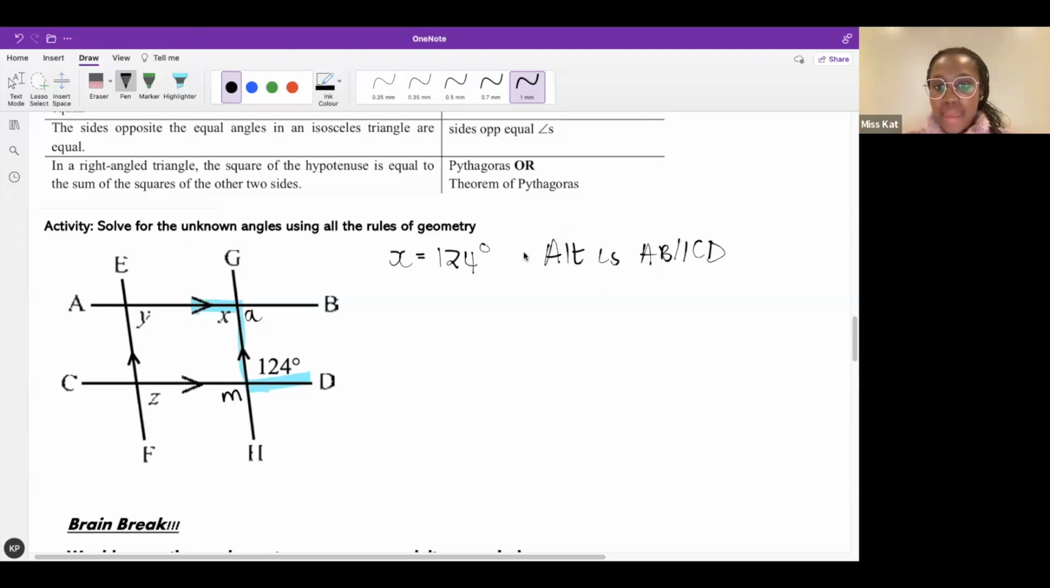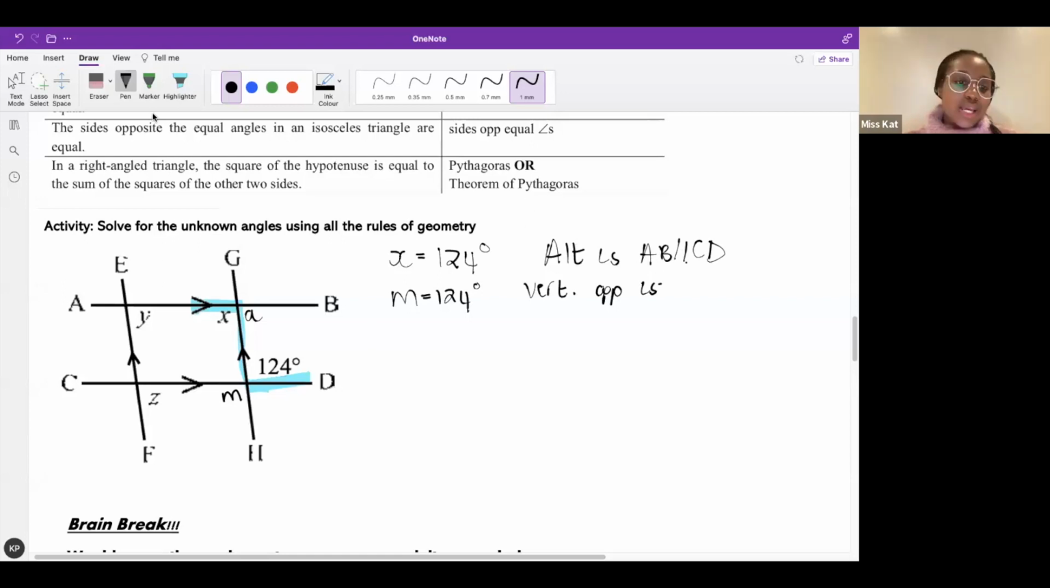Let's see. M equals 124, vertically opposite angles. Thank you very much. So I see vertically opposite angles. What other reason could we have used for M is equal to 124? I just want to show you guys that it's okay to use different methods. You're going to get the same answer. M equals 124. How else could we have done that? Which other reason could we have used for that?